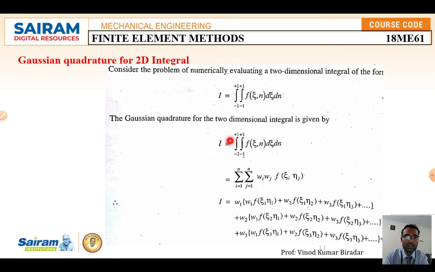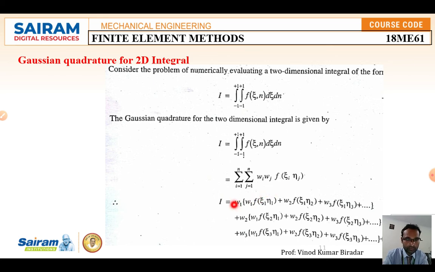So I is equal to the integral from -1 to +1, -1 to +1 of f of zeta, eta, d zeta d eta. Again you have to write the sum twice here, w_i w_j, along the x direction and y direction, f of zeta_i, eta_j. So we know that I is equal to, just to simplify here, this is the two-dimensional integration, so w1 f of zeta 1, eta 1.